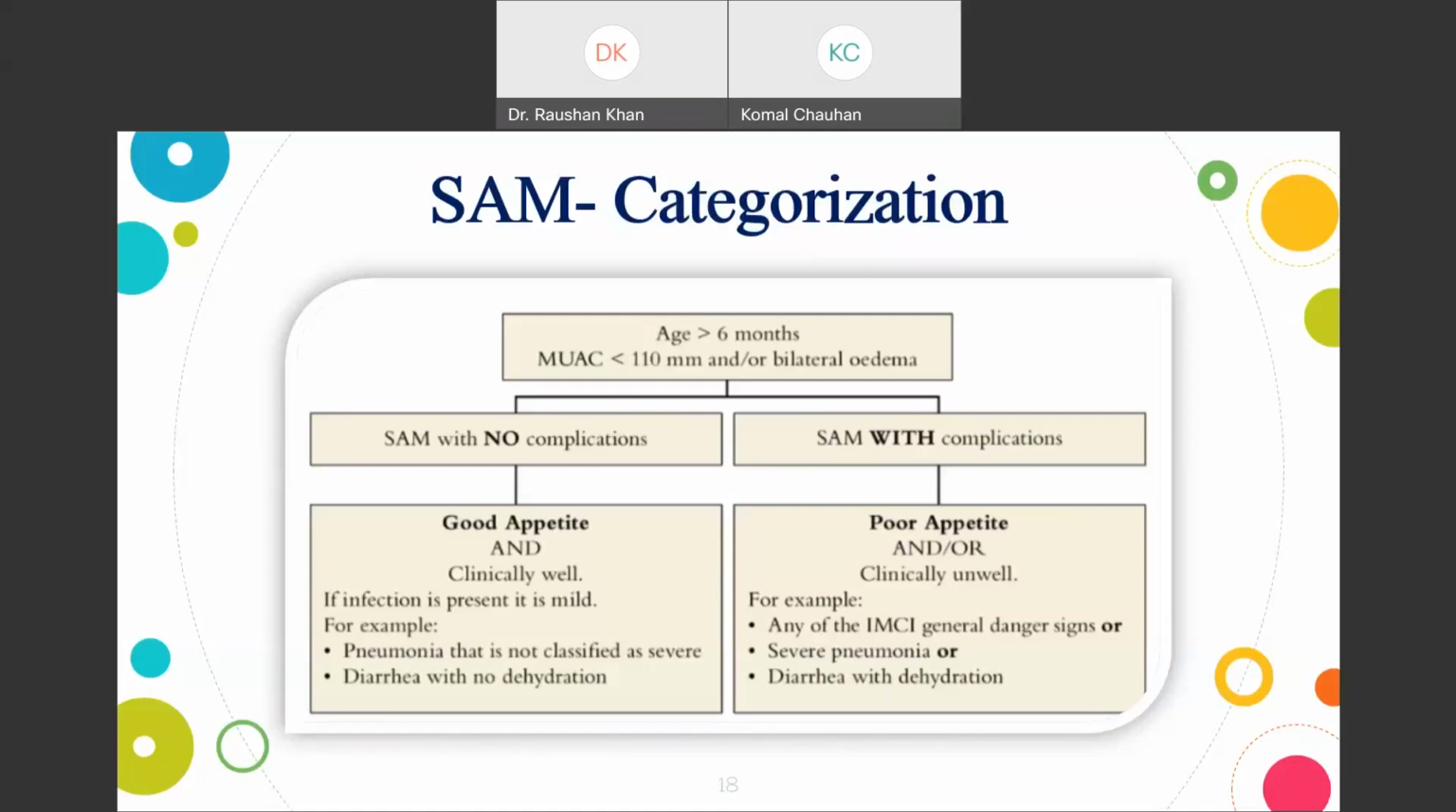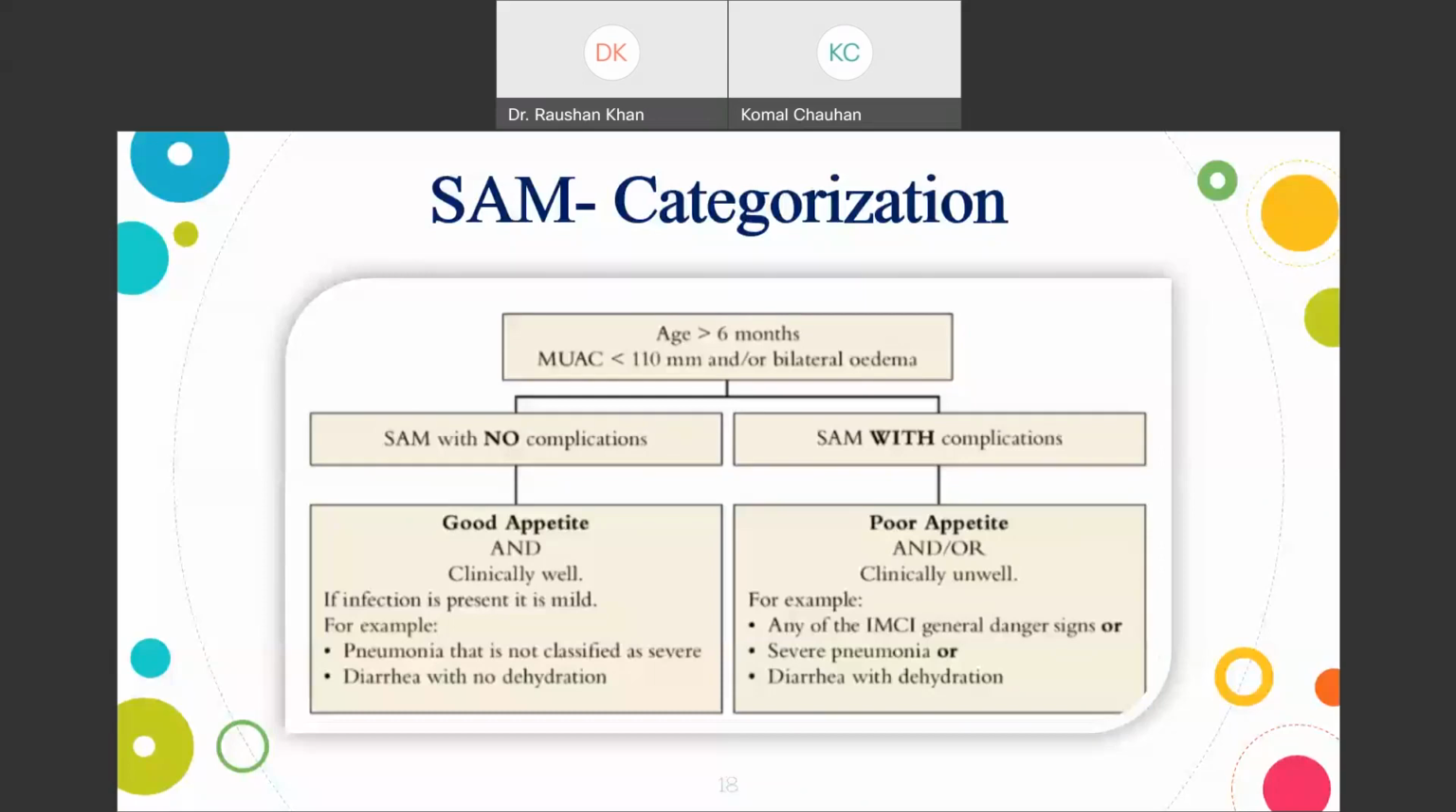Severe acute malnutrition is of two types: one is with complications and the other is without complications. I'll tell you what is the difference between the two. Age of the child should be from 6 months to 5 years, and MUAC should be less than 115 mm, or bilateral edema is there.